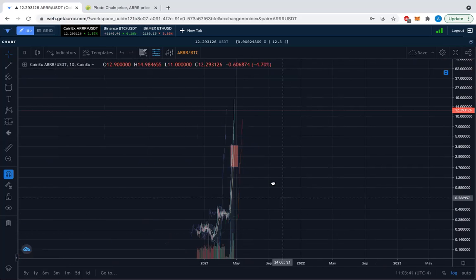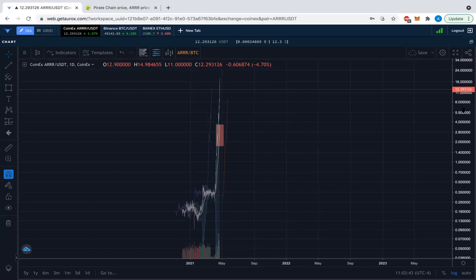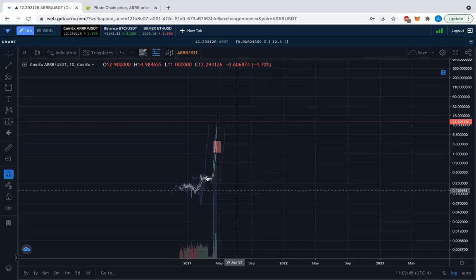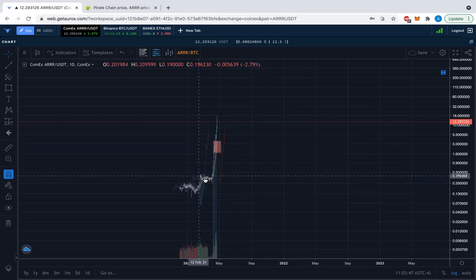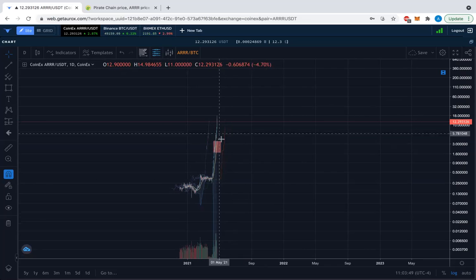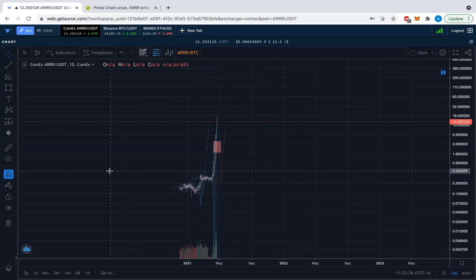Wow, look at that thing. Come on, we're not coming back down. Eventually we must, but come back down where? See this structure here? It could look like this, but on this scale. I don't know if it's going to come back to 3, but it definitely could come back 50%. Let's find a retracement level here.